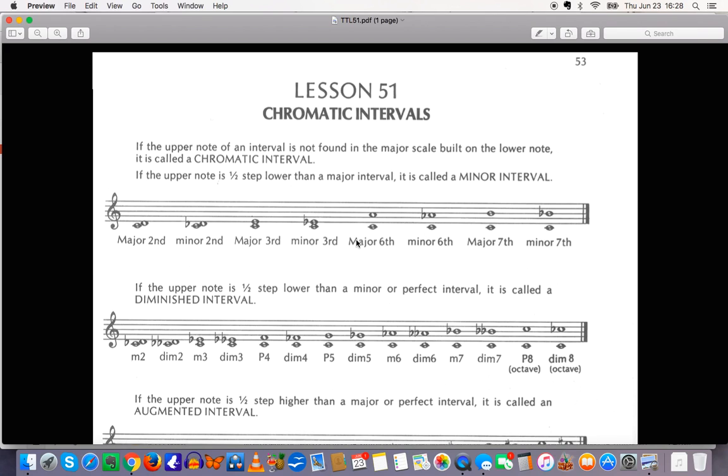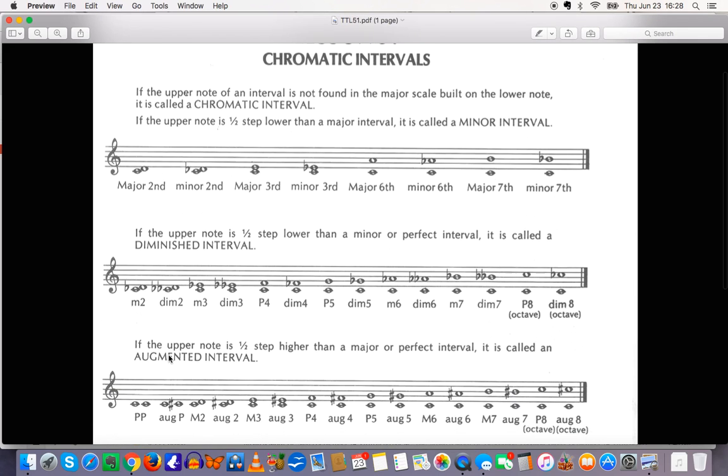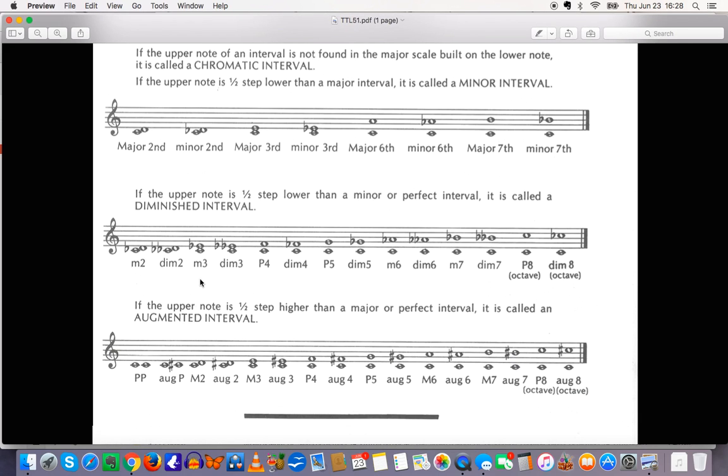Okay, so major sixth, C to A. Lower that to A flat, you get a minor sixth. Okay, major seventh, C to B, and if you lower that to a B flat, you get a minor seventh. Okay, now if you lower a minor interval by another half step, you get a diminished interval.